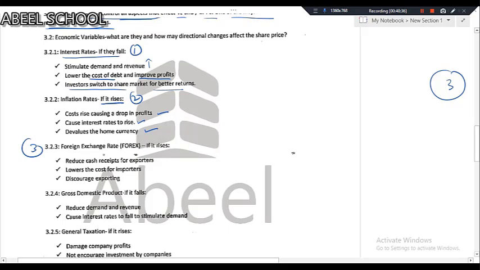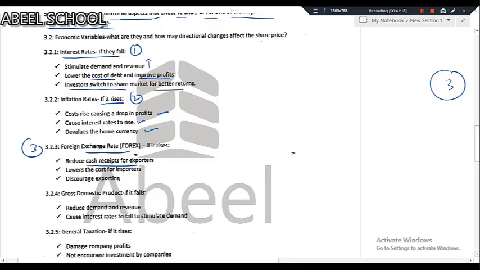Third, foreign exchange rates, if they rise, reduce cash receipts for exporters. Listen and listen carefully. If the local currency becomes strong against, let's say, the dollar. If your domestic currency becomes stronger against the dollar, just assuming, and let's say you were about to receive $5,000. When you convert those $5,000 into your currency, you will obviously have a lesser amount. Why less? Because your currency has strengthened against the dollar.